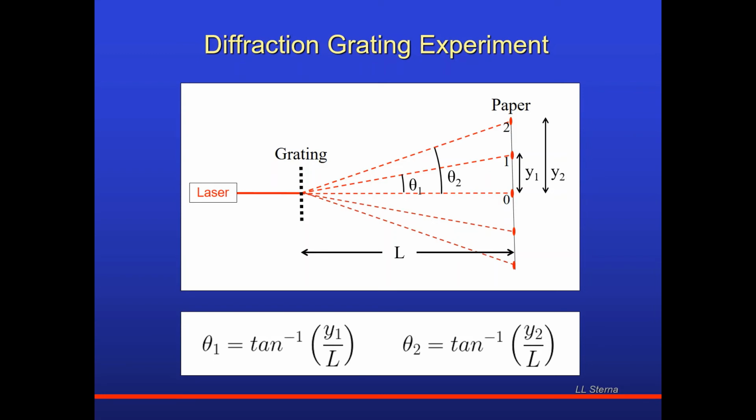These are all things easy to measure. You set it up: the laser, the grating, you have your paper, you measure L. You see the red dots on the paper. You measure the spacing from the center. The grating slit spacing is too small to measure. You can use the experiment to determine it, or typically it's written on the grating. That's what we'll assume.